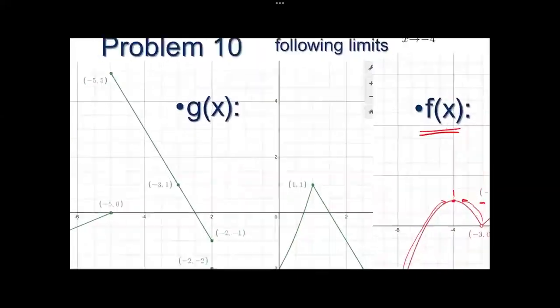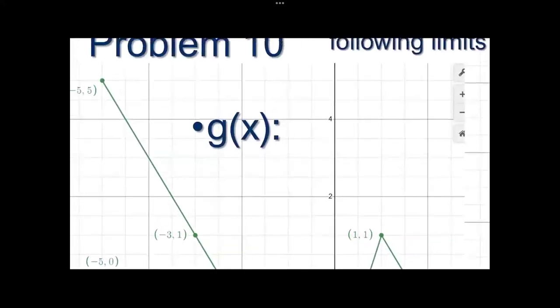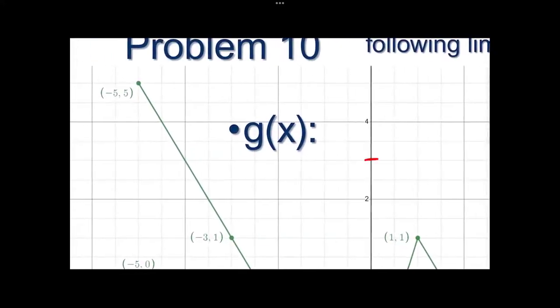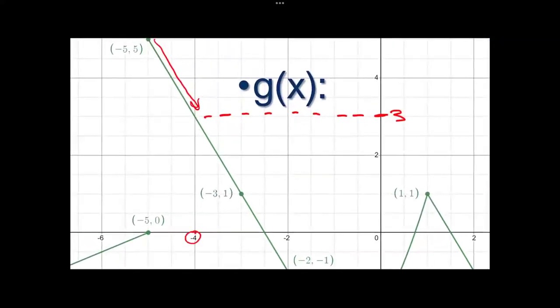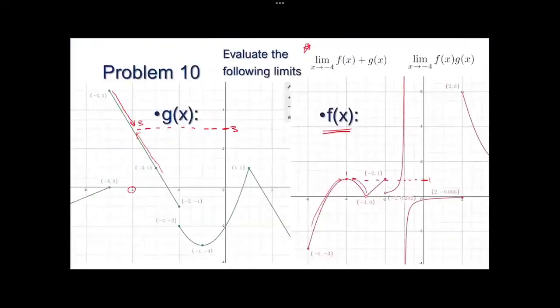Now we're going to look at g of x. Woo, it actually stays put. Okay, this is 3. I'm just gonna draw that. As this approaches 4 from the left, sorry, this number right down here is 4. I'm looking at -3, 1. But as it approaches 4, what are we going to get for both the left and the right? 3. Good, 3.